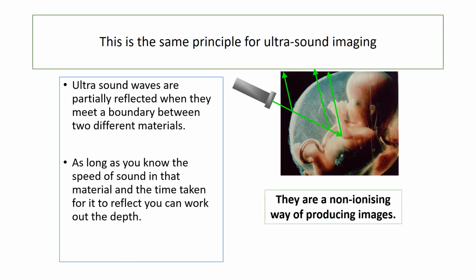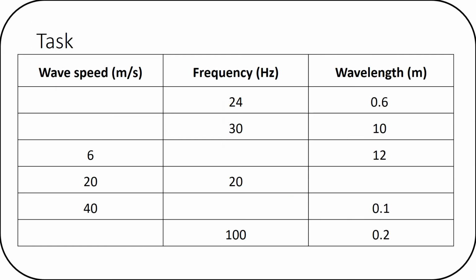So this is a non-ionizing way of producing an image. Now, there is no radiation here that will cause any harm to the baby. It's totally non-invasive. So there's a real plus sign for using ultrasound for imaging, because it doesn't increase your chances of mutation, cellular mutation, as you would do with other types of imaging that are available.